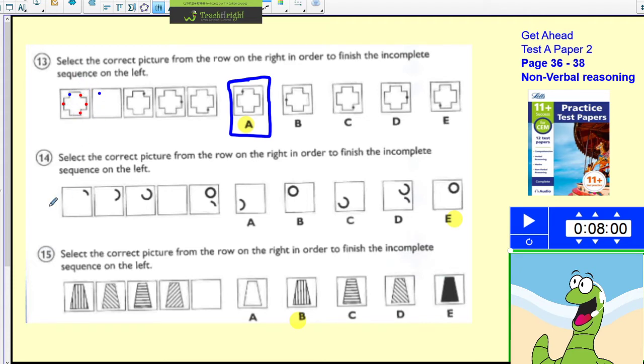For number 14, so what's going on? We've got the circle increasing by a quarter of a circle each time, the line at least. So a quarter of a circle, half a circle, 3/4. So I'll be expecting a full circle. So there you go, there's E.